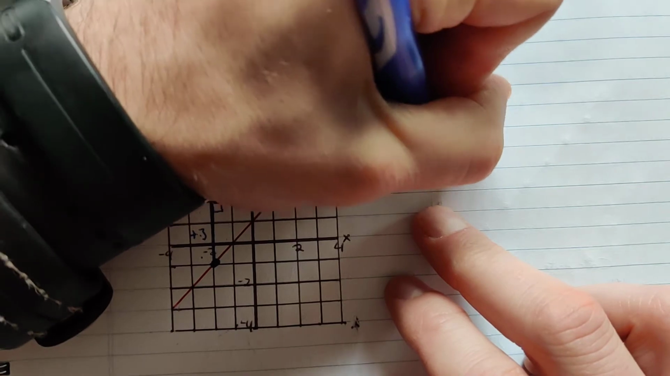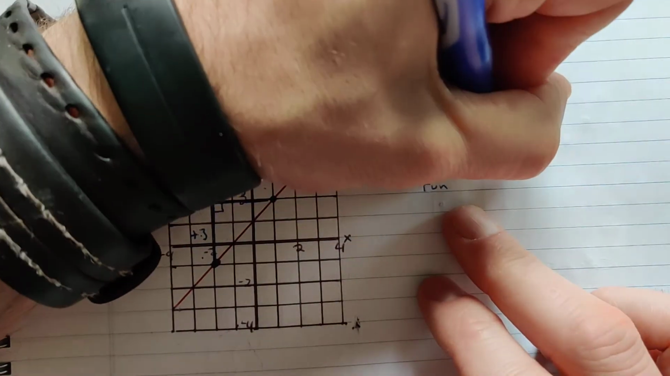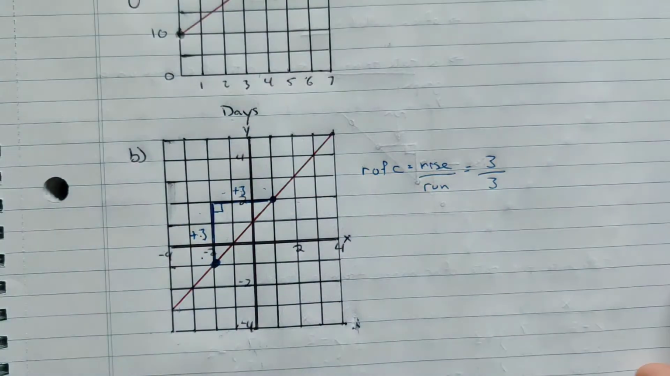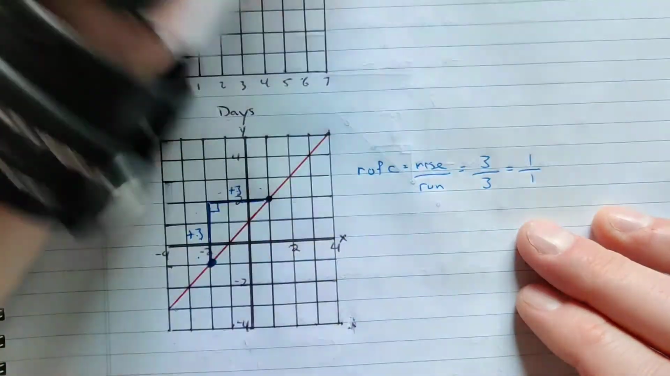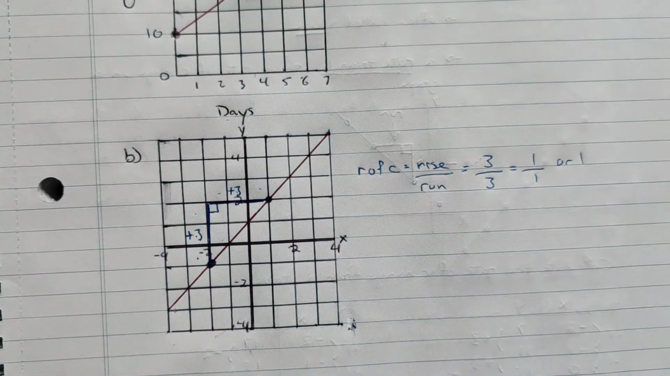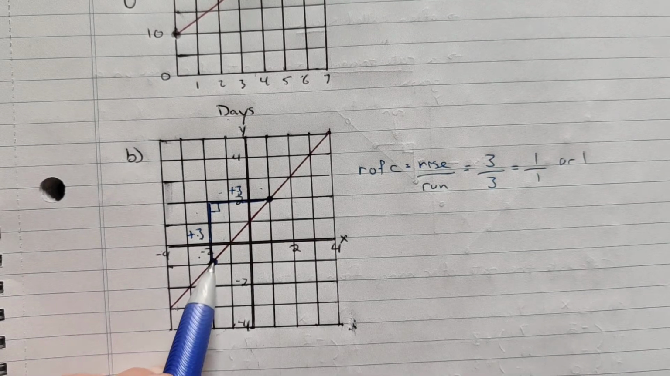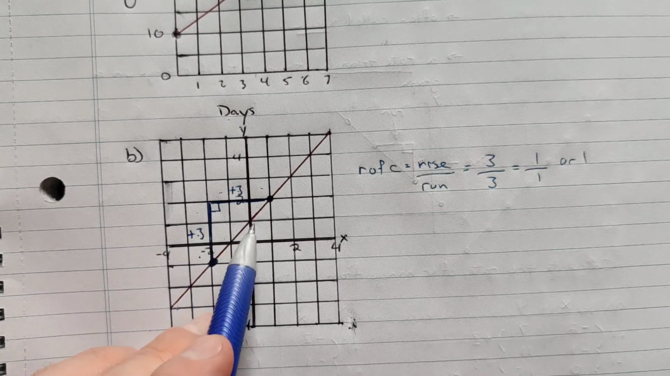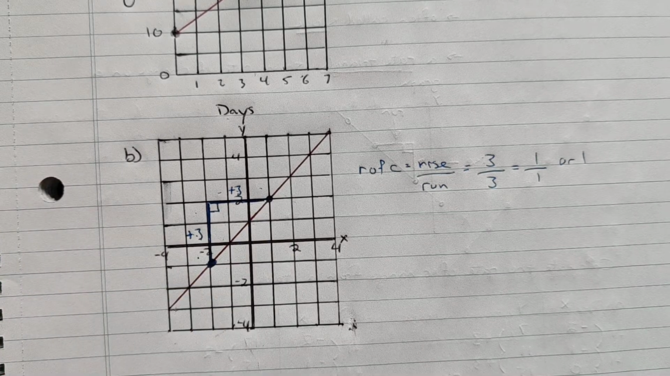That is the rise over the run, which is 3/3. 3/3 simplifies down to 1/1, or just 1. So we always want to simplify that down. So from each point, my rate of change, I go up 1, I go over 1, I go up 1, I go over 1, I go up 1, I go over 1, I go up 1, over 1. It's like a little staircase.